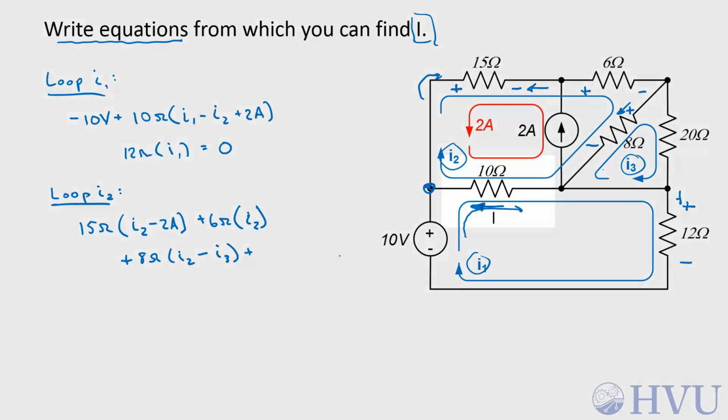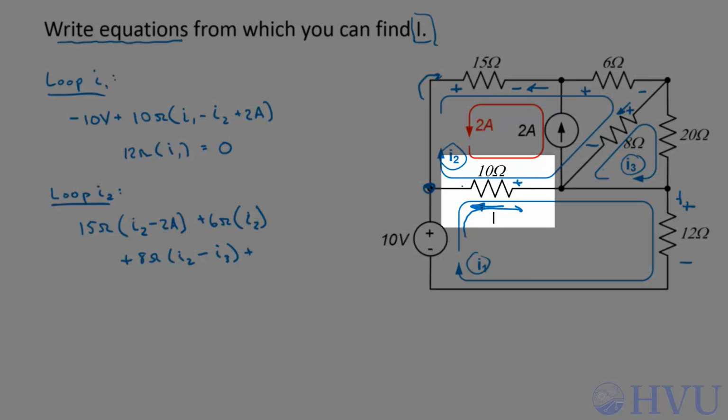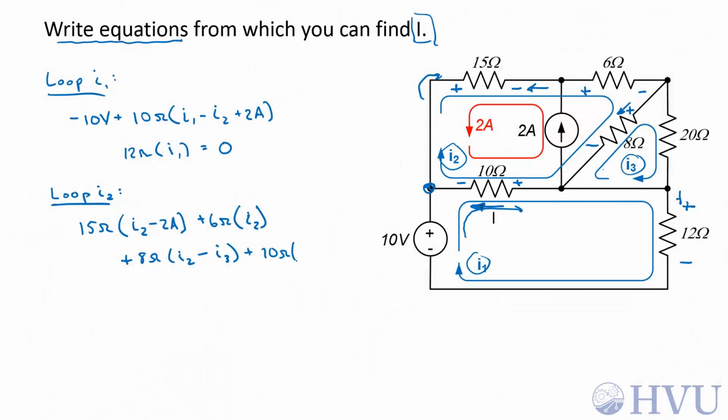Finally, the 10 ohm resistor, I'm going to use a voltage sign convention such that I2 enters the positive terminal. This becomes 10 ohms times I2. I1 enters the negative terminal, so that's a negative contribution, and the 2 amp constrained loop enters the negative terminal. That becomes a negative 2 amps. This sums to 0 because I'm back to my starting point.